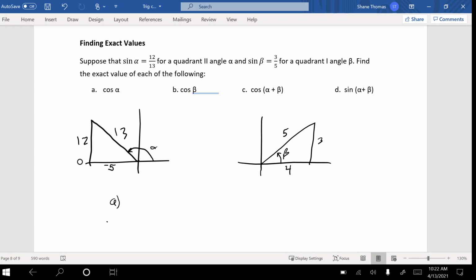A. I'm looking for the cosine of alpha. So alpha is over here in my left-handed triangle. Cosine is adjacent over hypotenuse, so it's going to be what? -5/13. Done. B. I'm looking for the cosine of beta. All right, cosine of beta is going to be adjacent over hypotenuse, which is what? 4/5. There we go.